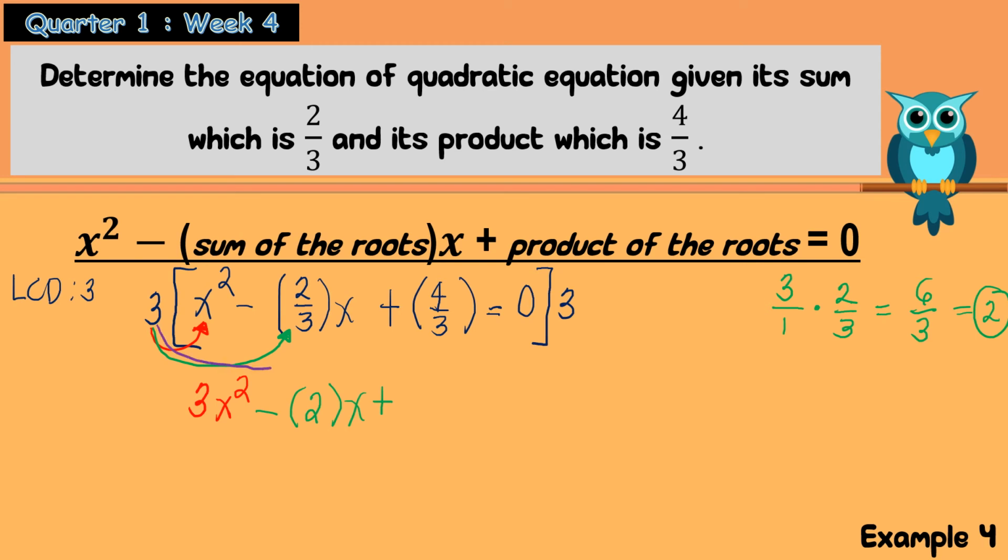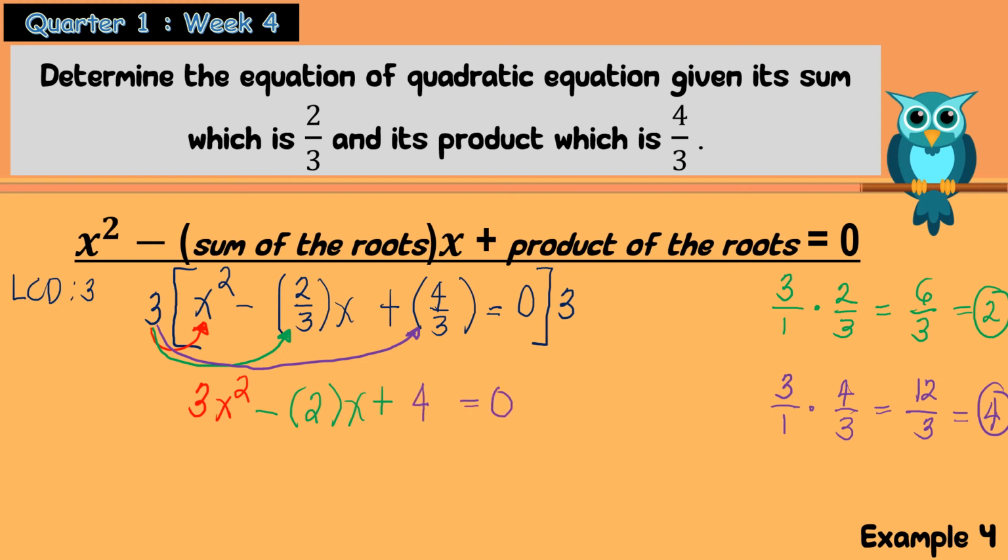Plus the last term, we're going to multiply as well positive 4 over 3 by 3. So, 3 multiplied by 4 over 3. So, you got here again 3 over 1 multiplied by 4 over 3. So, you got here 12 divided by 3. Simply multiply the numerator by the numerator, denominator by the denominator. So, 12 divided by 3 will give us an answer which is 4, is equal to 0.